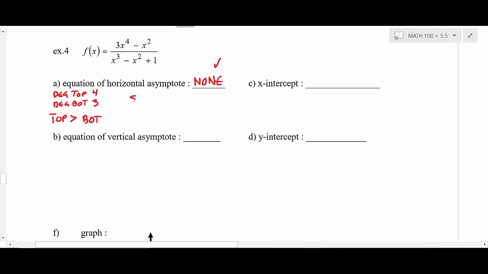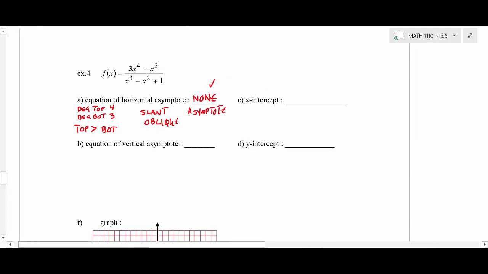Okay, now what it's going to have is what we call a slant or an oblique asymptote. So we're going to find that, and we'll find that in just a minute here. Okay, this is kind of a weird problem. I probably could have come up with a better example than this also. But we're going to mostly do this problem on the calculator.